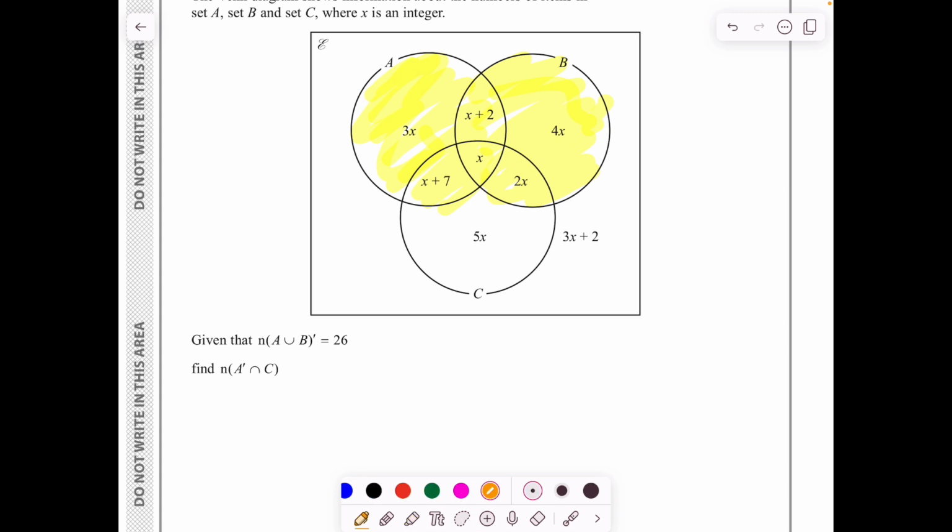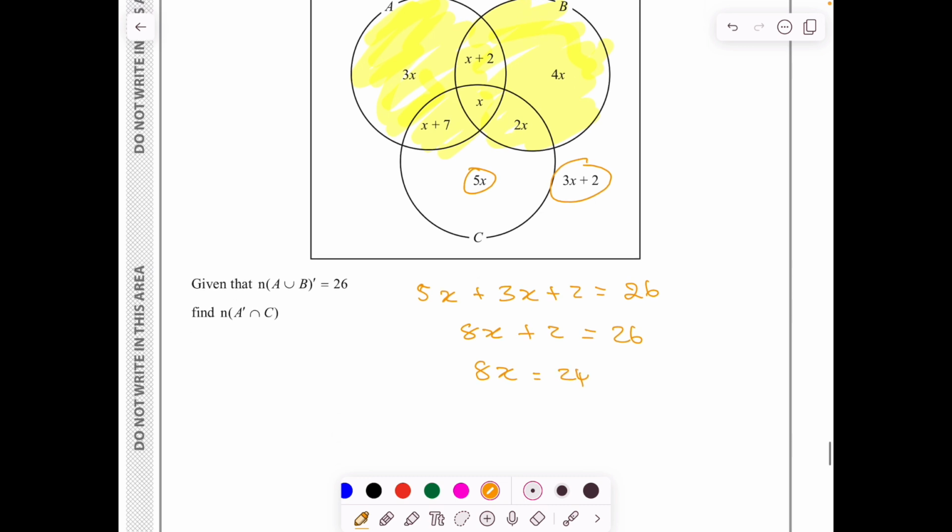So I know that these two here, 5x plus 3x plus 2 equals 26. So then I tidy it up. 8x plus 2 equals 26. And then I take away 2 from both sides and I get 8x equals 24. Divide both sides by 8 and I get x equals 3. So I'm almost there. So I now know what x is.